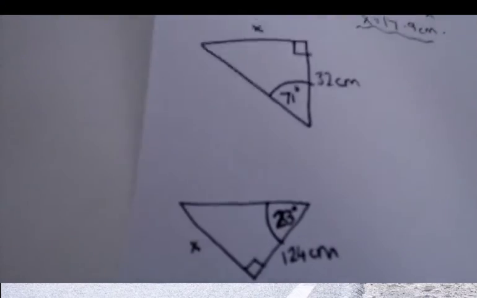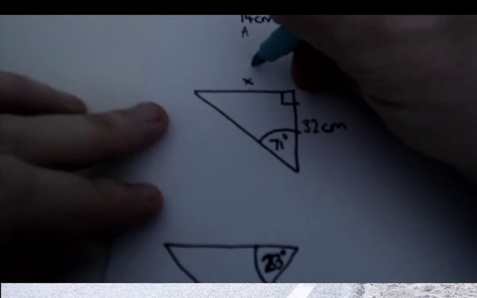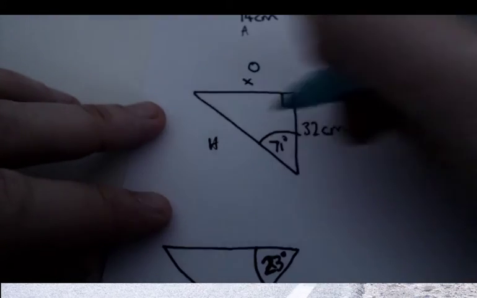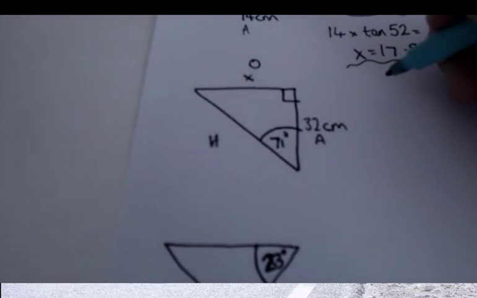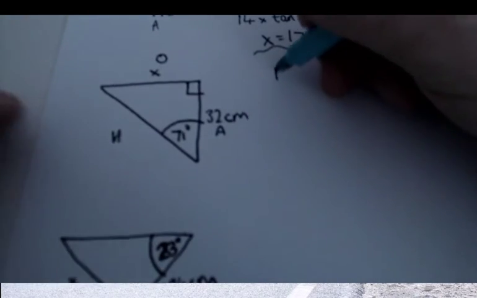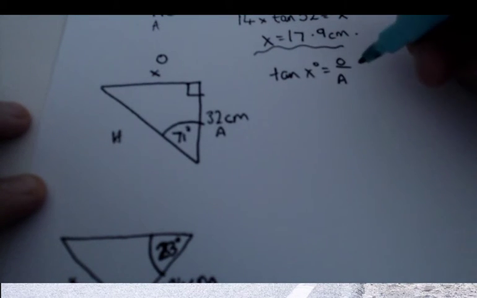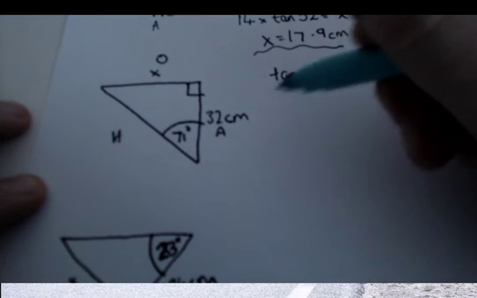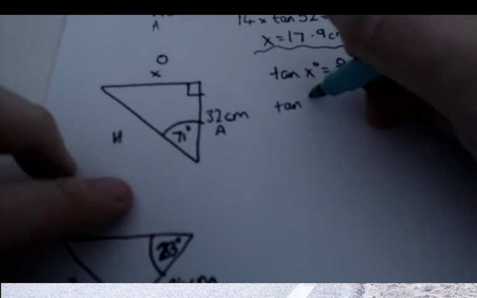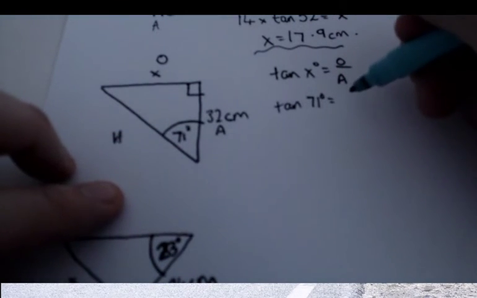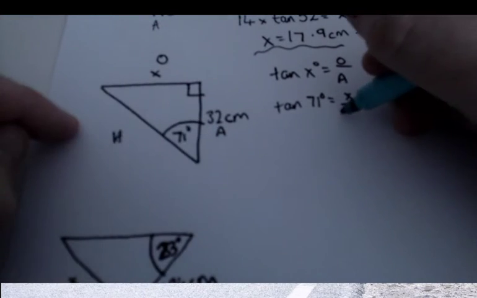So in the second example, again we start off the same way. We start off by labelling the sides. So I've got opposite, hypotenuse, adjacent. I then write down the rule that I'm using. So we're always using tan in this exercise. So I write down tan x equals the opposite over the adjacent. I then fill in the information. Remember, the angle goes in here. So the angle in question is 71. So tan 71 equals the opposite side, which is x, over the adjacent, which is 32.